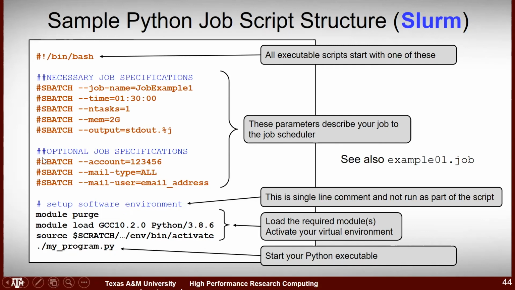They're considered to be comments by bash, but they're not considered to be comments by Slurm. Slurm reads them and says, oh, I recognize these are the parameters for your job submission. You scroll down with your eye until you hit a line that does not start with the hash symbol, and you get down here to some module commands.